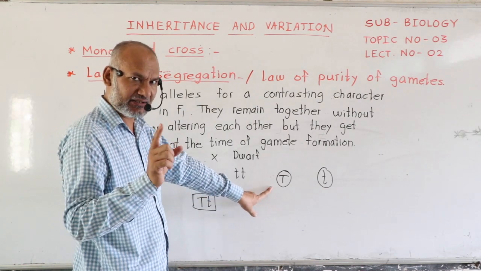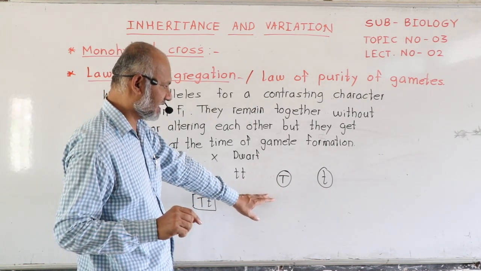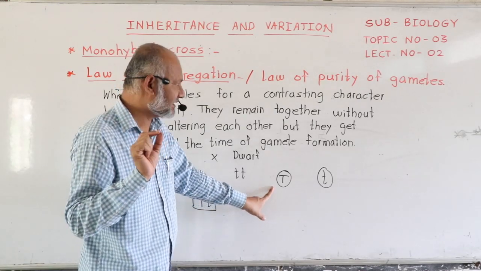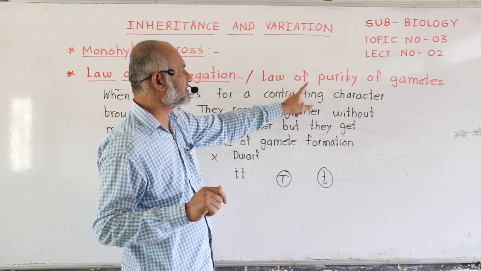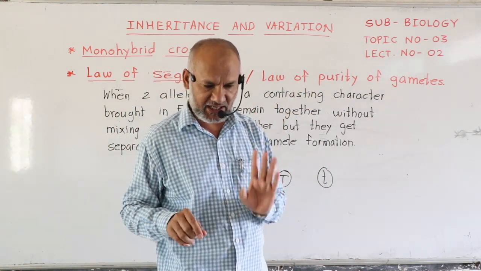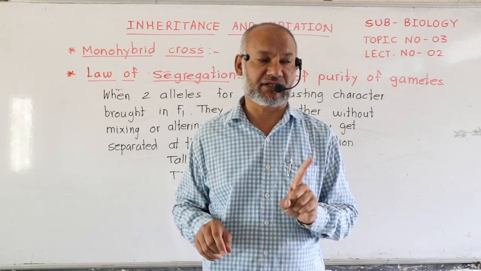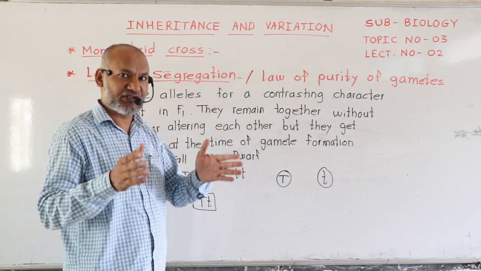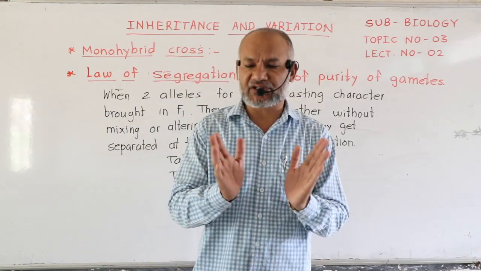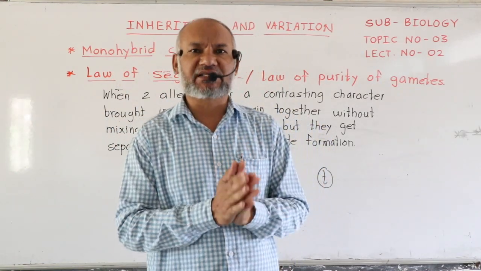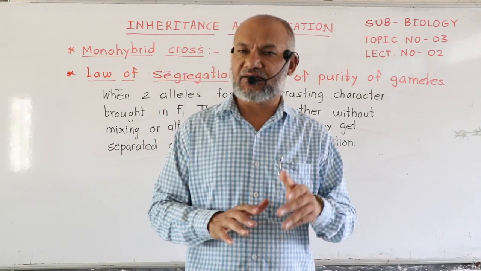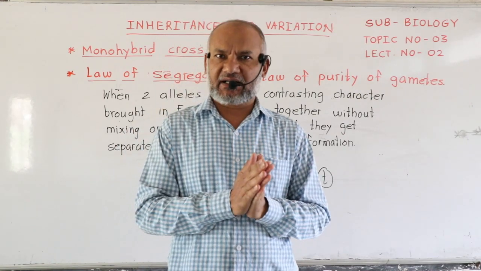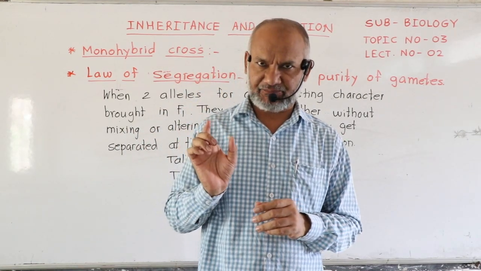And the last point about the law of purity of gametes or law of segregation is that this law is universal. Why universal? Because all sexually reproducing organisms are diploid and they form haploid gametes. Gametes are always haploid, and hence this law of segregation is universal.